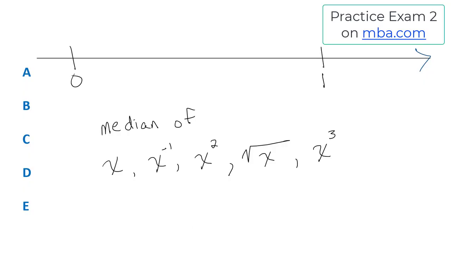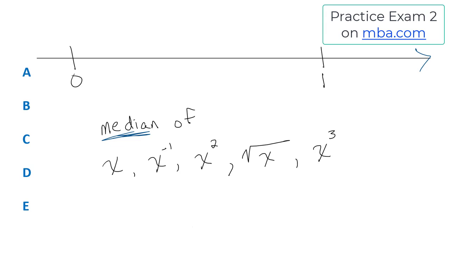This is a great question to review because it gives you an opportunity to refresh your memory on some topics that are really tested on the GMAT, particularly exponent rules. Now, before we do that, we're going to review a couple other things. We're asked for the median of these five numbers.